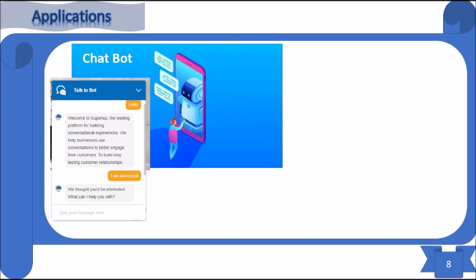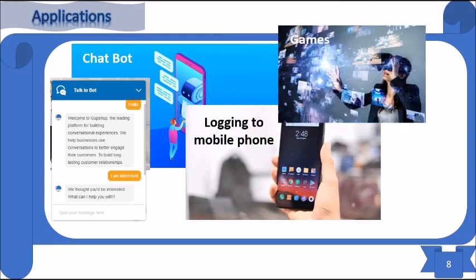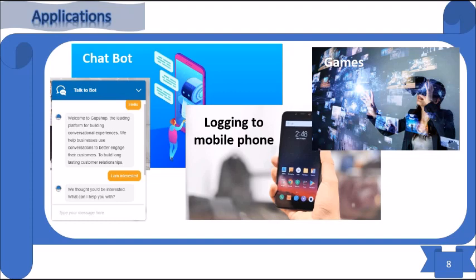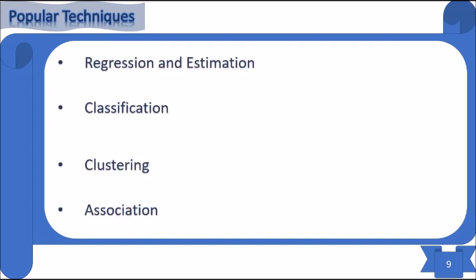There are many applications of machine learning that we see every day in our daily lives, such as chatbots. Then whenever you are logging in to your phone, you are using face recognition. Then computer games also use machine learning techniques. Each of these uses different machine learning techniques and algorithms. So let's quickly examine a few of the more popular techniques. So these are some major machine learning techniques: regression and estimation, classification, clustering, and association.